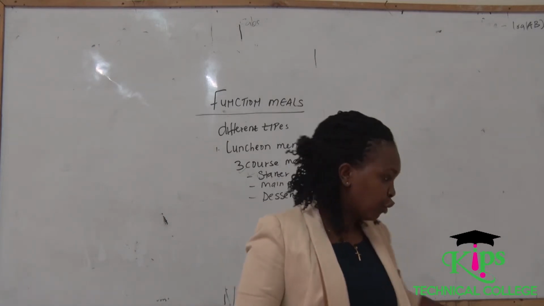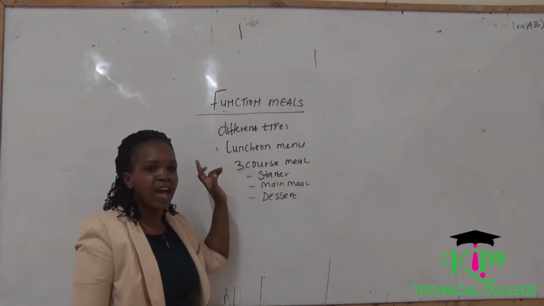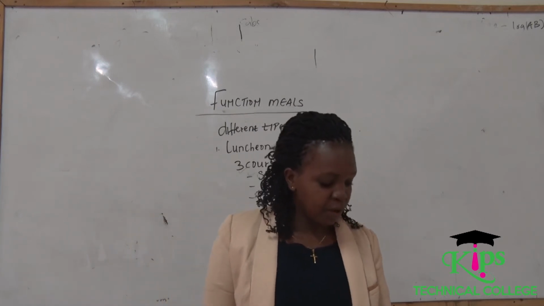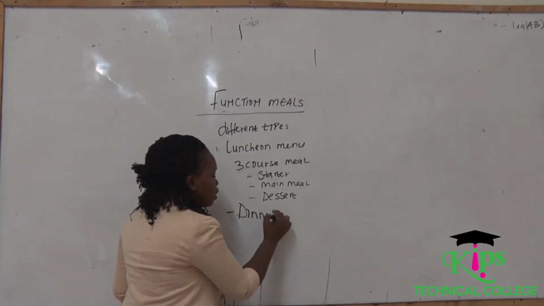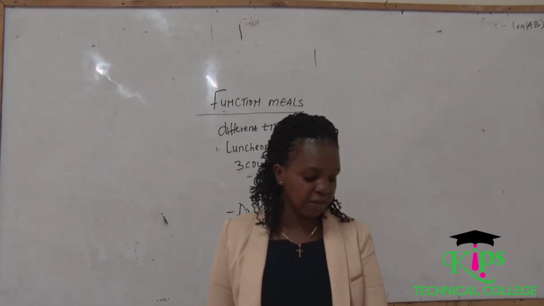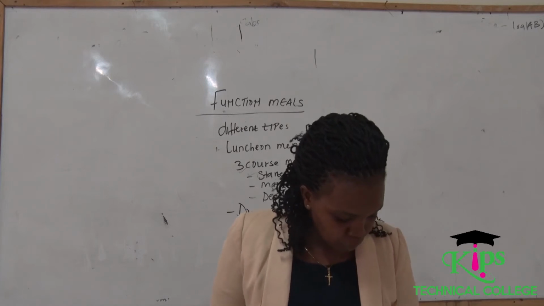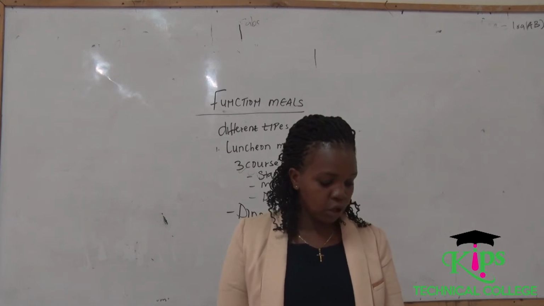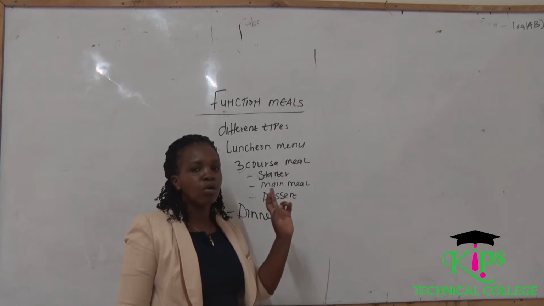And then you find a luncheon menu can take the form of either a table d'hote or a la carte menu. And then we have the dinner menu. It's served in the evening, that is from 6 to 8, and it is used mostly for celebrating special occasions. Also, this one can take the form of either a table d'hote or an a la carte menu.